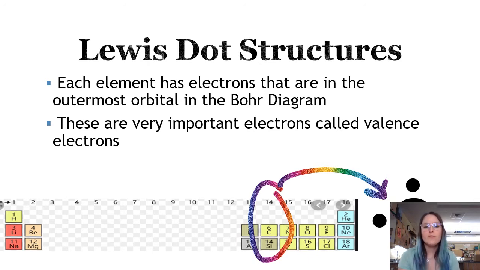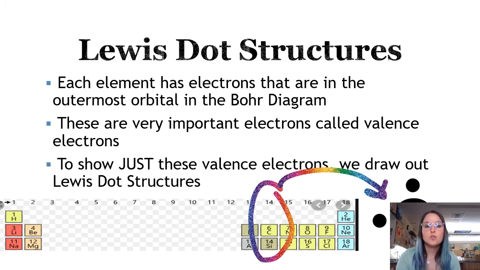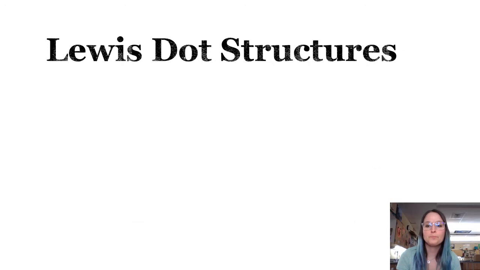Okay, these are called valence electrons. They're the boss electrons, and we'll write them down in our notebook next week in class. So they're super important. They show us how an element might react with something else. And so in a Lewis dot structure, we only show the valence electrons. We only show the electrons that are in the outermost shell.